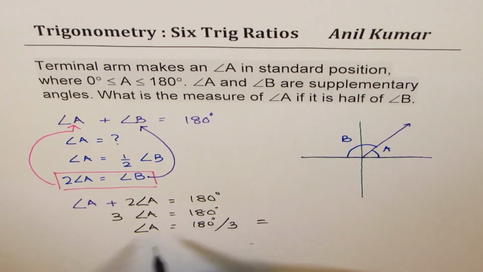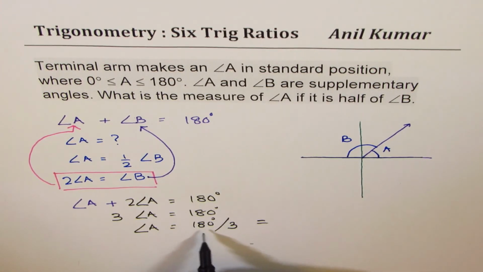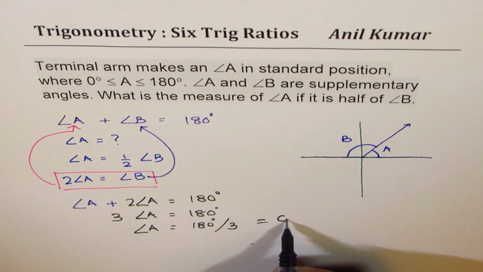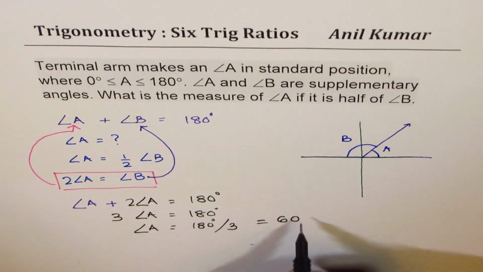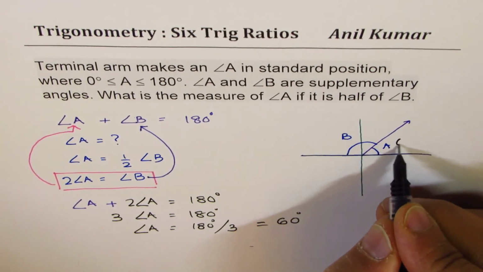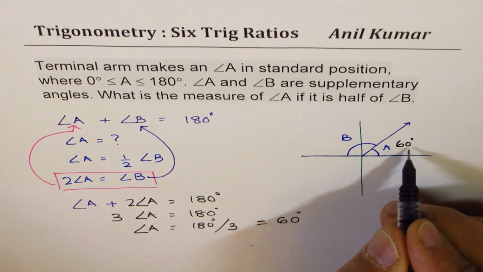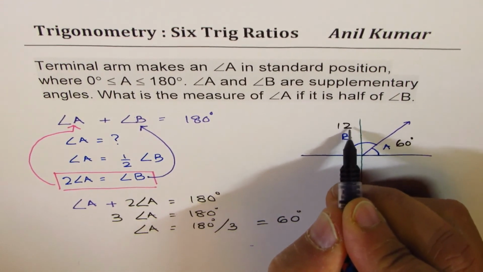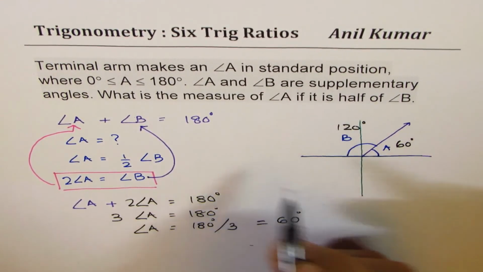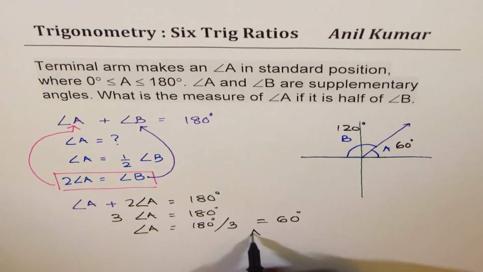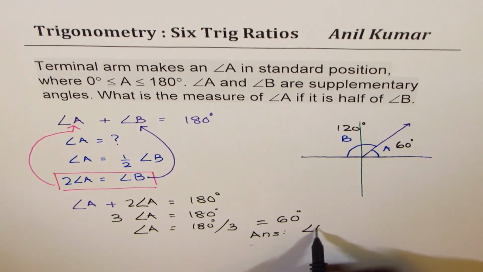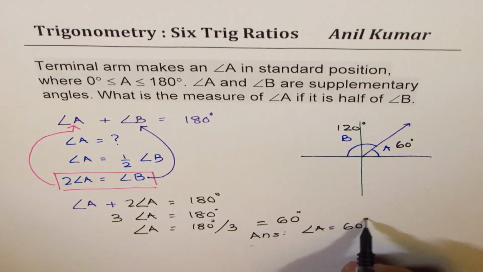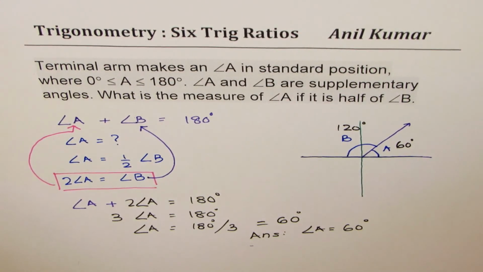And that is 60 degrees, right? 3 times 6 is 18, 60 degrees. So this angle A is 60 degrees, and twice 60 degrees is 120 degrees. When you add them up, you get our answer, right? So our answer is angle A is equal to 60 degrees, right? So that is how you could answer the question.